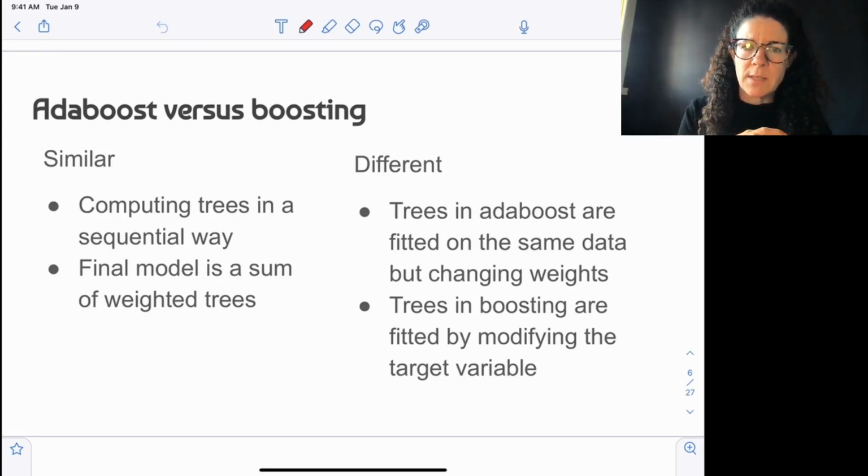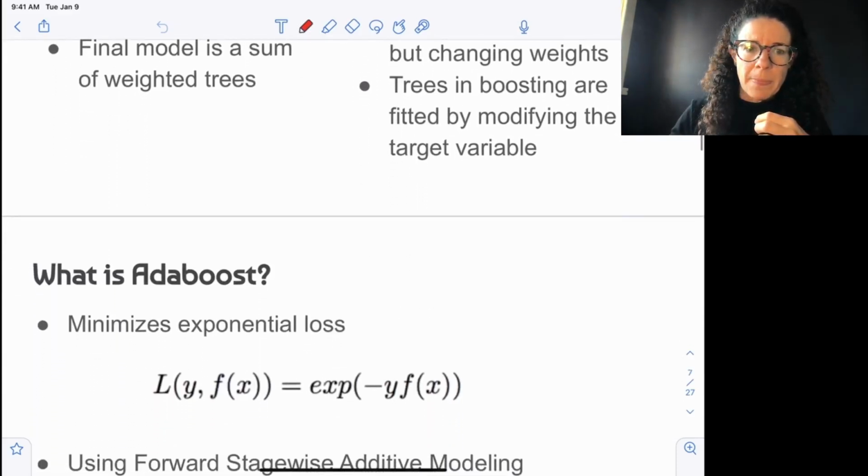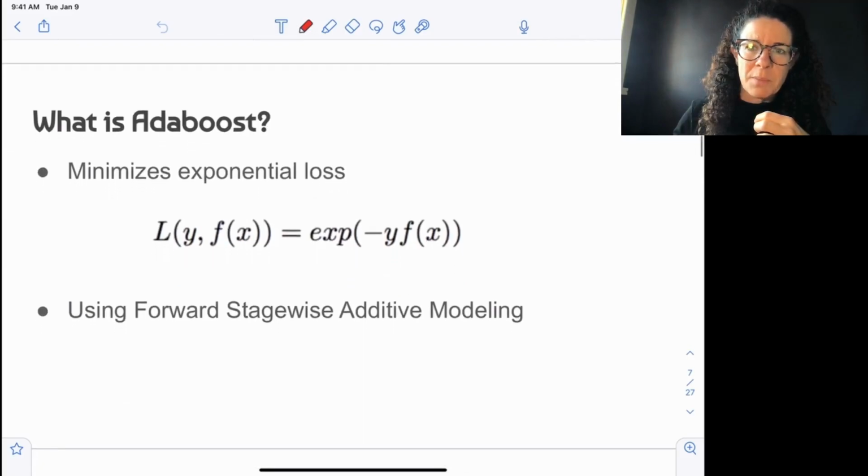What is different is that trees in AdaBoost are fitted on the same data with different weights at every iteration, and trees in boosting are fitted by modifying the target variable. So what is AdaBoost? I'm not going to prove this part because I want to prove other things. It's a bit tricky to prove, but it's written in some books and also in some of the original papers.